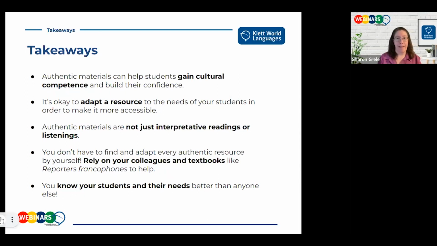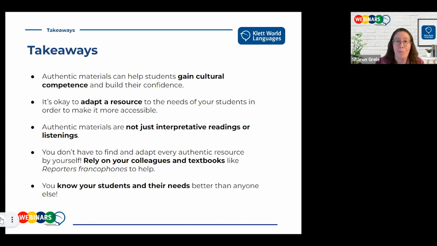And we have some big takeaways that we hope we're going to leave you with, and we are closing up our hour, and then we'll be opening up for the question and answer period. Authentic materials are really great for helping gain cultural and linguistic competence, but also for building students' confidence in the target language. So we definitely want to make sure that we are using as many authentic materials as we can.